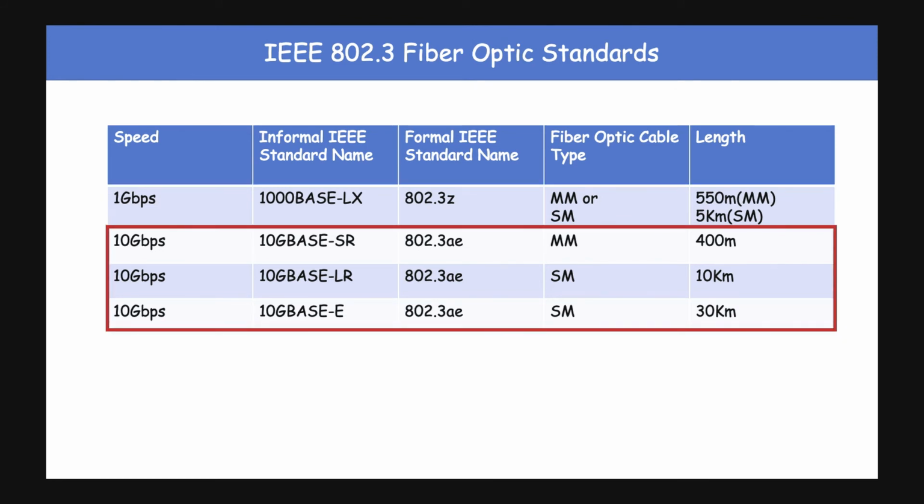The next three are all for 10 gigabit Ethernet, each of them defined under the IEEE 802.3ae standard, but they differ on type of fiber and the distances to which the cable can go up to. Again, I understand this is too much information to memorize, but for the exam, this is all fair game.